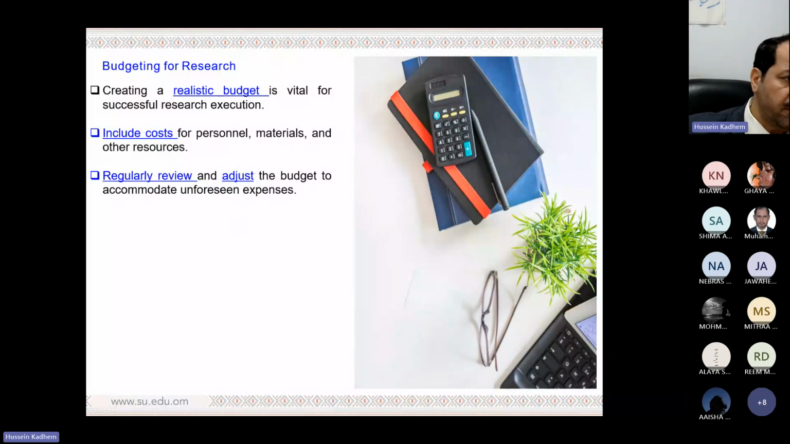Budgeting research from the beginning. In their proposal, the student and the supervisor reach an agreement on the equipment and then on the budget, and it should be realistic. I mean, in line with the university. So at Sohar University, check the maximum budget allowed, check the cost, and follow up the budget to make sure it will be enough to fit your requirements. Regularly review and adjust your budget.